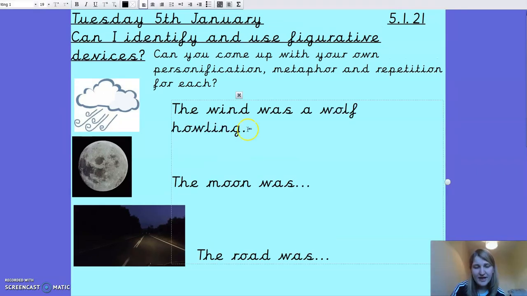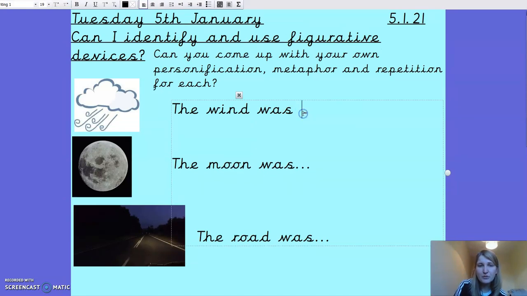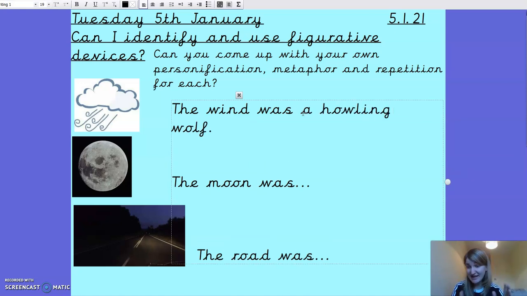Okay, so if I was going to do one for the wind, I might start by saying the wind was a howling wolf. Now that would be metaphor, because the wind actually isn't a howling wolf. I'm just saying it is to create the image of the sound, okay? If I wanted to use a personification, so giving it a human action, I could keep howling.